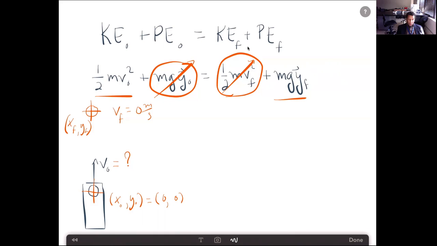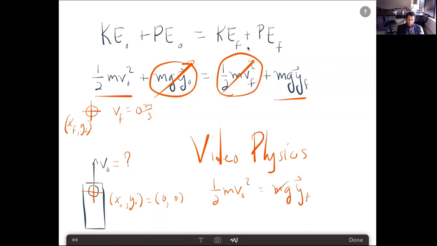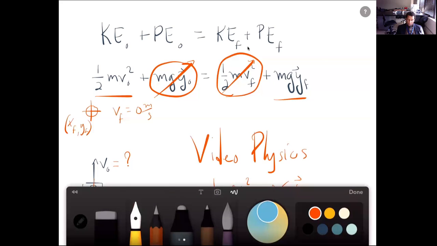So we're going to use video physics to calculate that. And this is ultimately what we're going to be calculating. We're going to have 1/2 m v initial squared equals m g y final. The m's go away because they're on both sides of the equation.